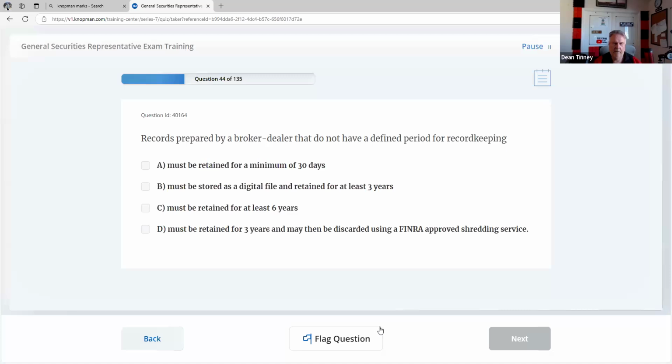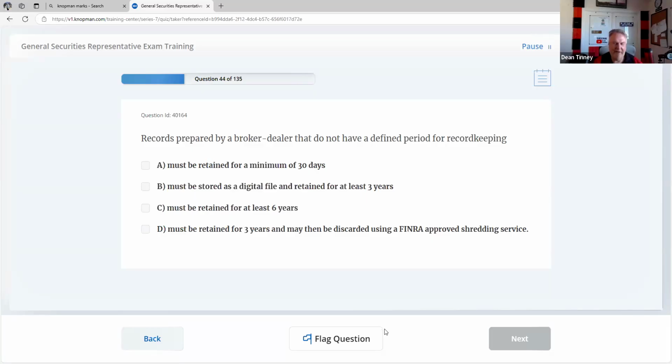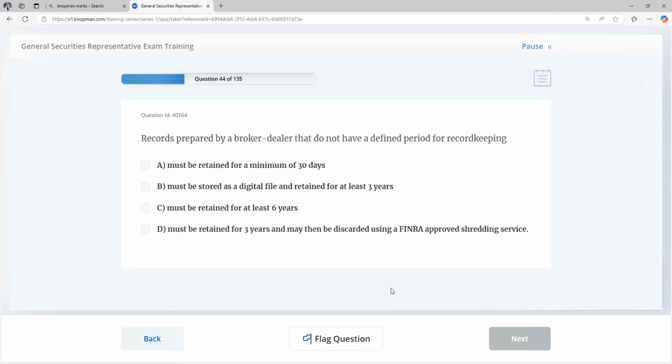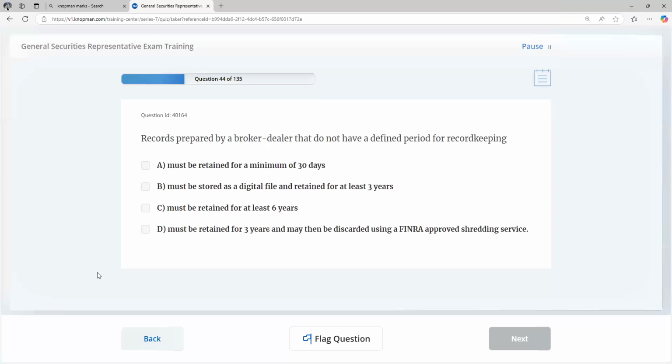Boom. Records prepared by a broker dealer that do not have a defined period for record keeping. Yeah, so FINRA hasn't said if it's lifetime, 6 or 3. Pretty sure you have to keep pretty much everything for 3. There you go. Right. So you've got two 3-year choices. Must be stored in a digital file and discarded using FINRA's approved shredding service.